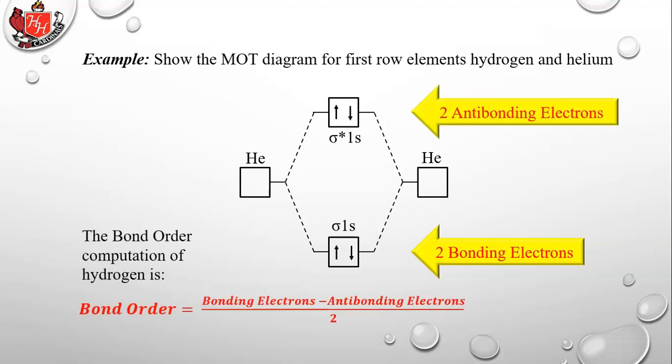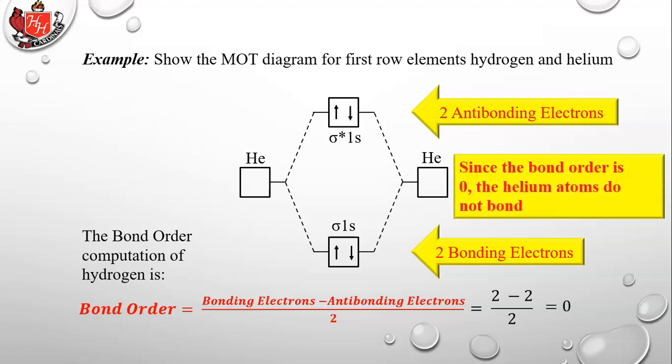So the bond order, there's the equation again, it's going to be 2 minus 2 divided by 2, which equals 0. So since the bond order is 0, the helium atoms do not bond. In order to indicate that there's a bond, the number has to be a positive integer.